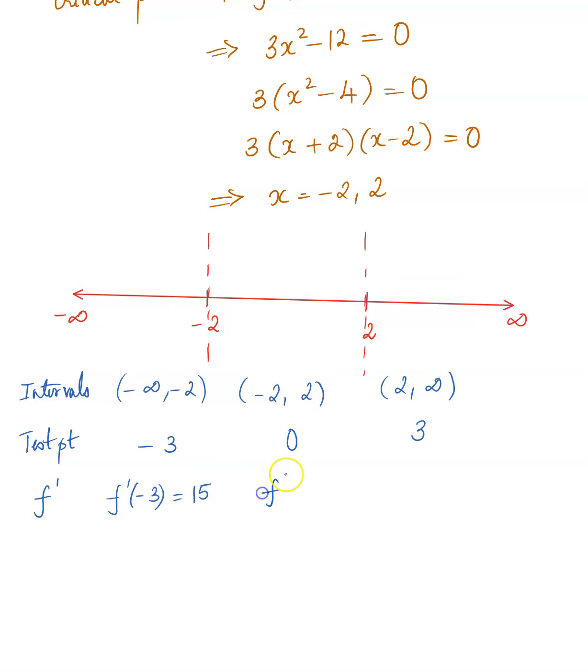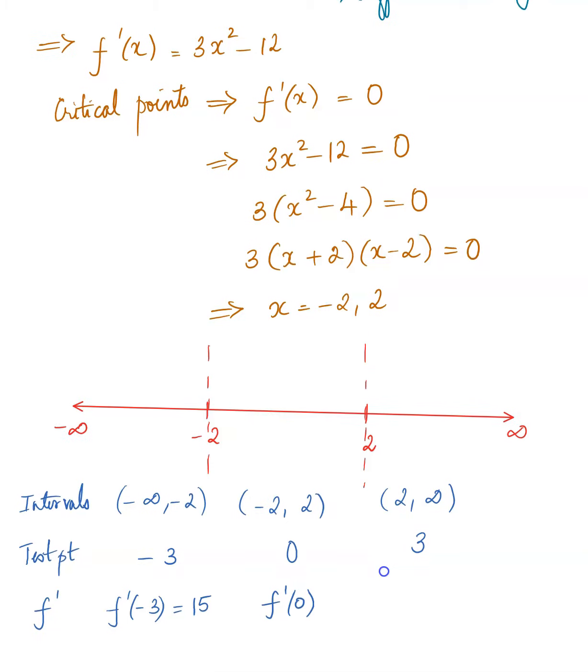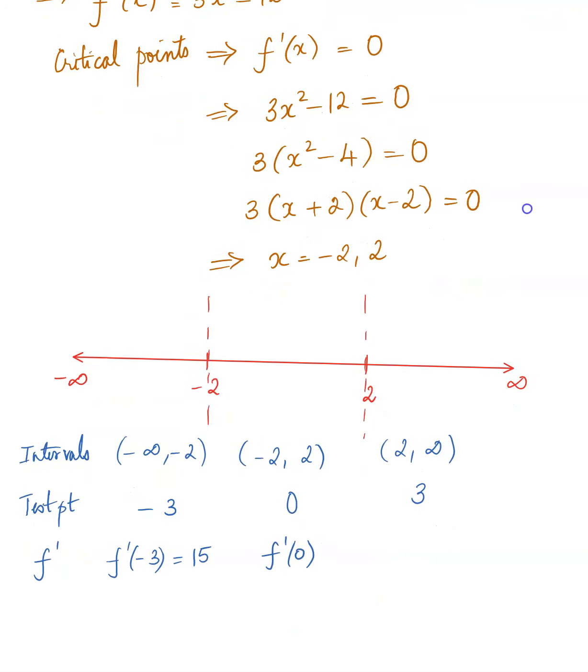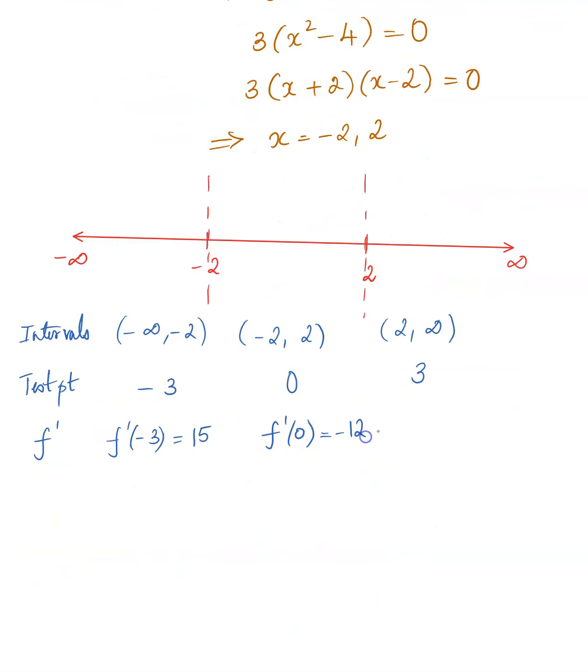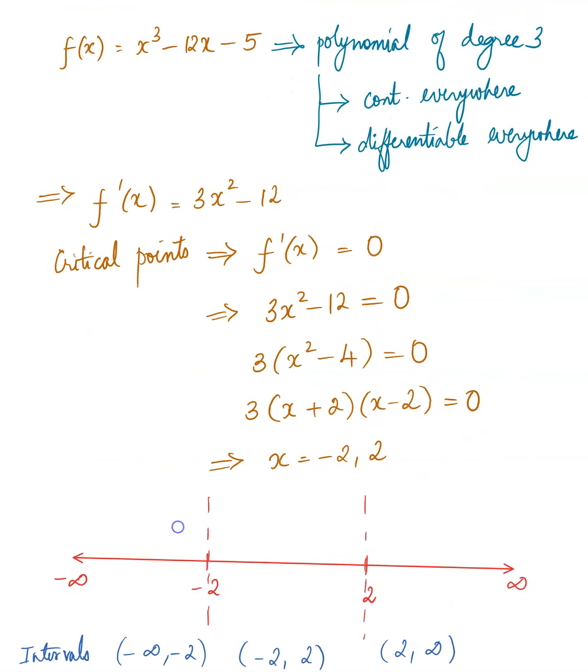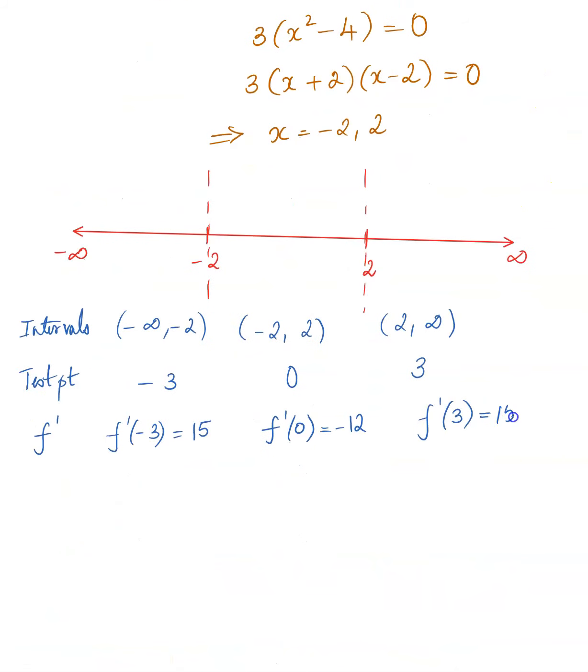Then we have f prime of 0. When you do f prime of 0, you get -12. So let's write that. And f prime of 3, if you go back here, 3 has to be squared. It is as if you did -3, the whole squared, because 3 squared comes back as +9. 9 times 3, 27, minus 12, 15. So you get the same information here. What is the sign of f prime? Here it is positive. In this interval, it's negative. In this interval, it is positive.